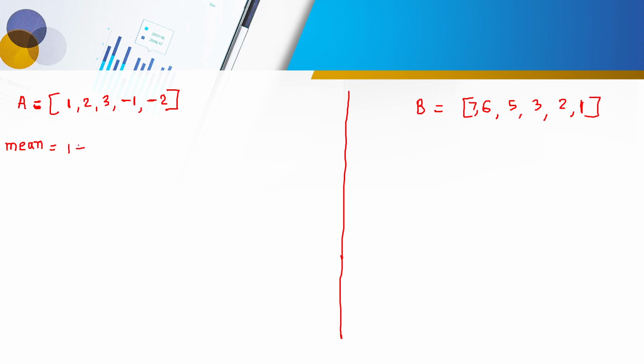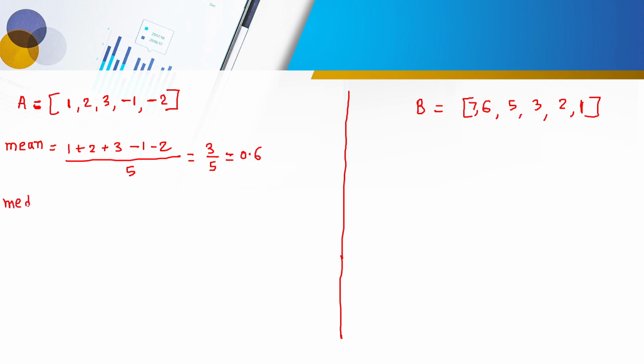So mean is 1 plus 2 plus 3 minus 1 minus 2, divided by total number of elements. So my total value is 5. So this will come as what? 3 plus 2, 5, 6, 6 minus 3, 3. So this value is 3 upon 5. So your mean will be 0.6. Clear? Now we'll talk about the median.